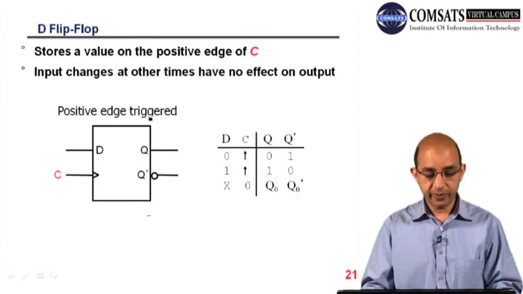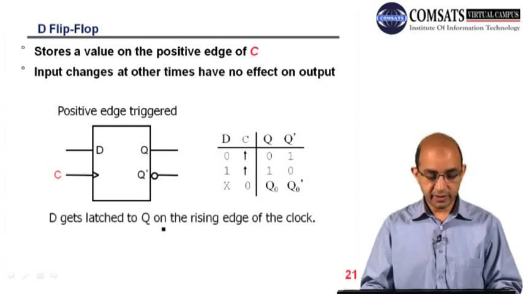This is the function table for the D flip-flop. Here we have edge triggering, so you will see the difference. We have edges; this is the rising edge. You can see the columns clock, D, Q and Q bar. Q follows D on the rising edge of the clock. Whenever the clock is 0, there will be no change. On each rising edge, Q follows D. D gets latched to Q on the rising edge of the clock.